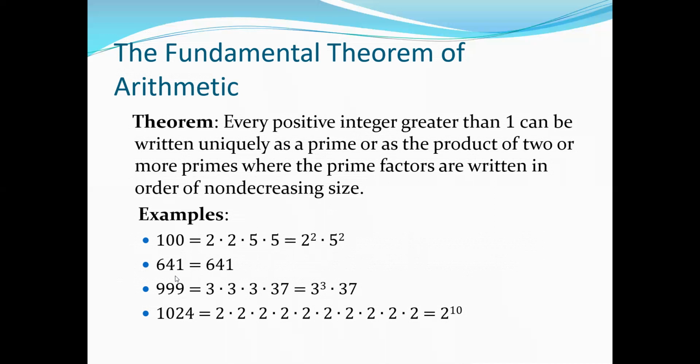How about 641? Since this is a prime number, automatically its prime factorization is 641. We don't need to write the times 1 because it's given. For 999, we need to multiply 3 by 3 by 3 and by 37 to get 999, or in short, 3 cubed times 37. And for 1024, 2 times 2 ten times, or 2 raised to 10, gives 1024.